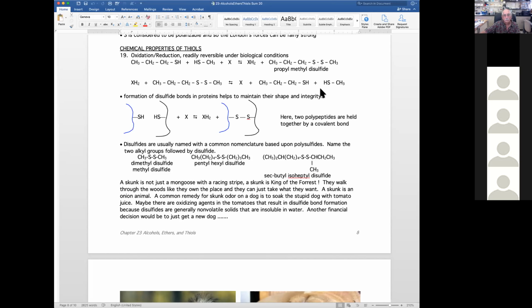So disulfide bonds are important in protein structure. Here's two pieces of a protein that are separate. They can be oxidized by an enzyme. So X wants to go into XH2. And now you just join these pieces of protein together with a covalent bond.